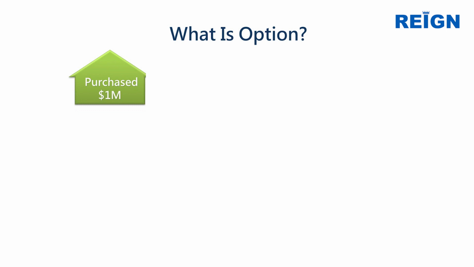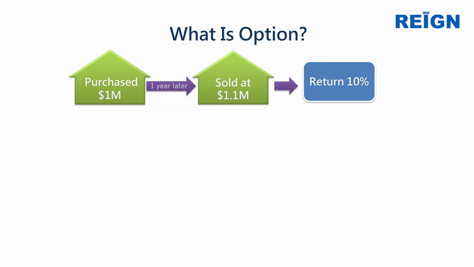The simplest way to make a profit from real estate is that I pay $1 million to buy a house. A year later, I sold this house for $1.1 million. How much did I make? $100,000, right? So that is a 10% return on my investment for 1 year. That is not a bad return, isn't it? Now, let's look at the second way to generate positive return for real estate.